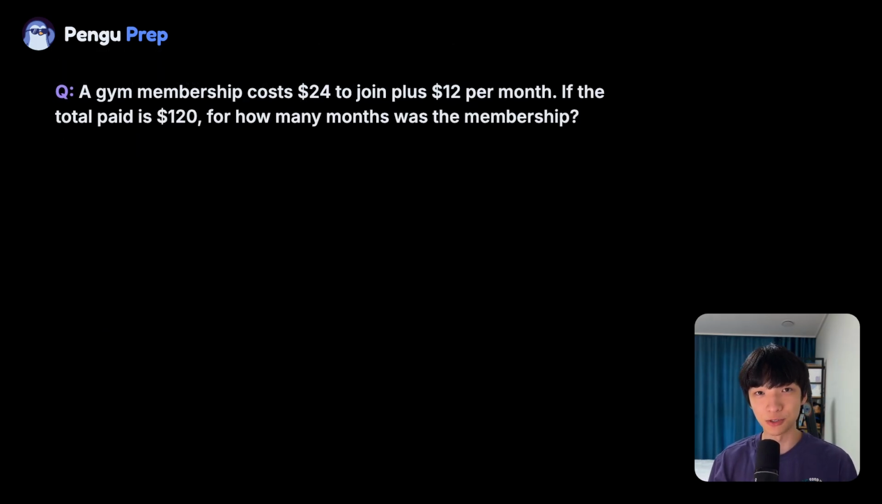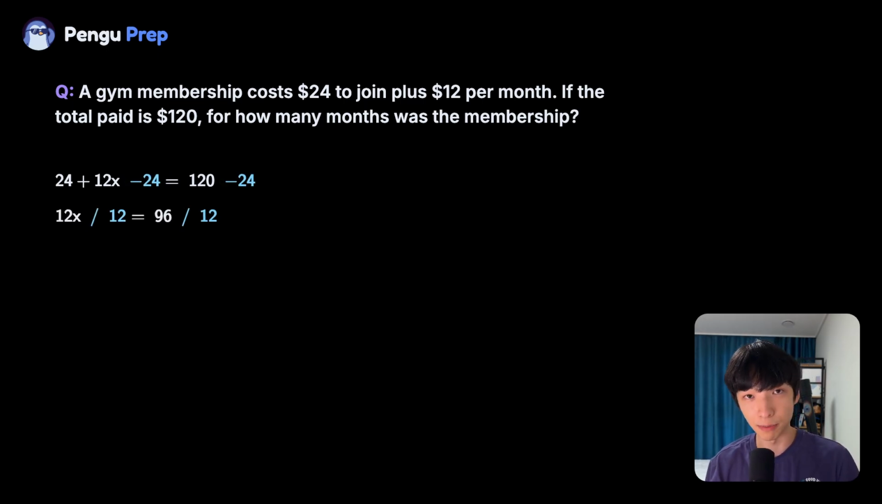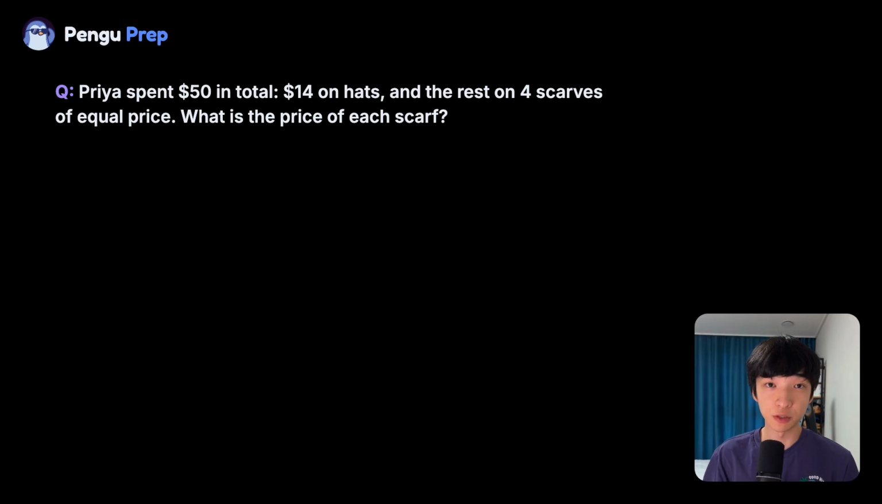Pause the video and try it yourself. Done? Here's my solution. The equation that models the context is 24 plus 12x equals 120. I subtract 24, I divide by 12, and I get x equals 8. So the answer is 8. Here's a variation on the previous problem. Please pause the video and try it yourself.